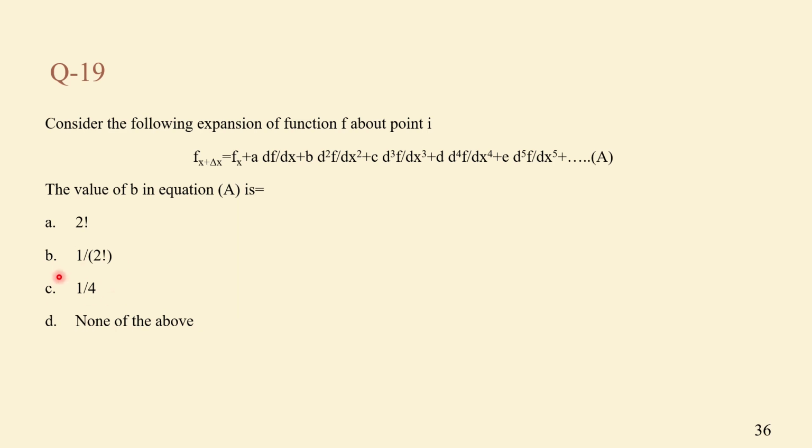Option C, it is 1 by 4, again wrong. Option D, none of the above, is the right answer, because d square f by dx square into delta x square by 2 factorial. So delta x square is missing in this particular equation. So the answer is none of the above.